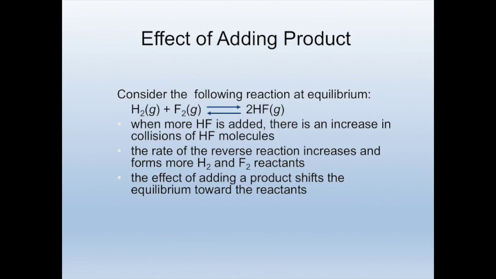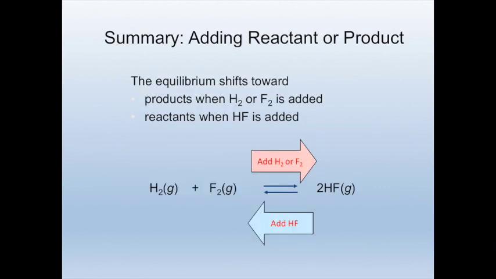Now if you add a product, the opposite occurs. So if you add more HF, then there's an increase in the number of collisions of HF molecules with themselves. This causes the rate of the reverse reaction to increase and causes more hydrogen and fluorine gas to be formed. This has the effect of shifting the equilibrium towards reactants. So in summary, if you want to shift the equilibrium towards HF, you have to add more hydrogen or fluorine gas. If you want to shift the equilibrium towards hydrogen and fluorine, you have to add more HF gas.